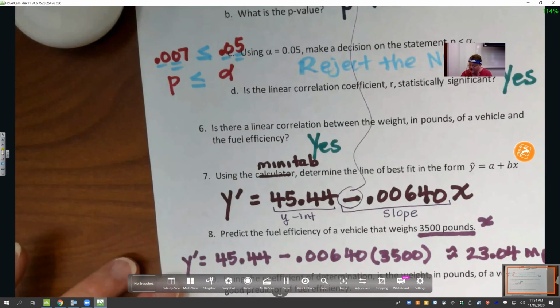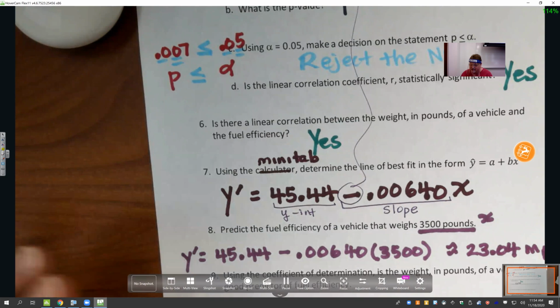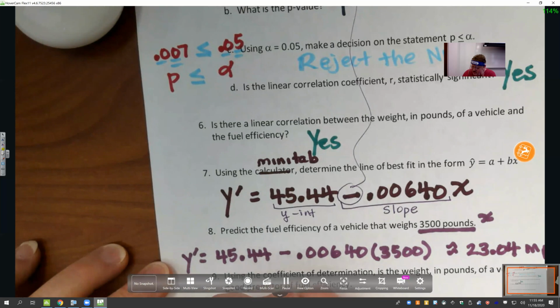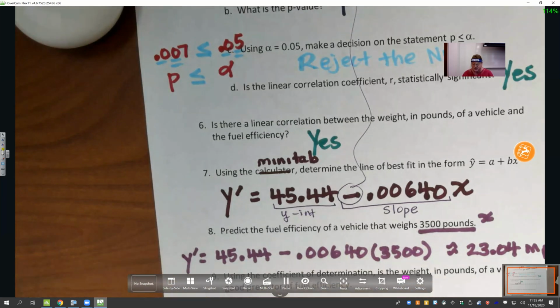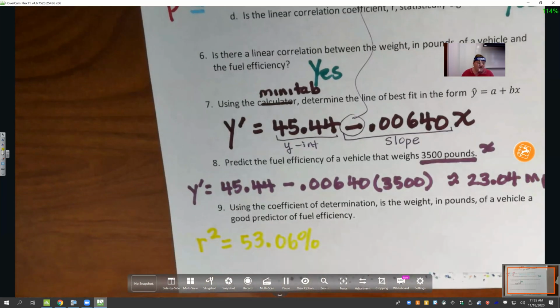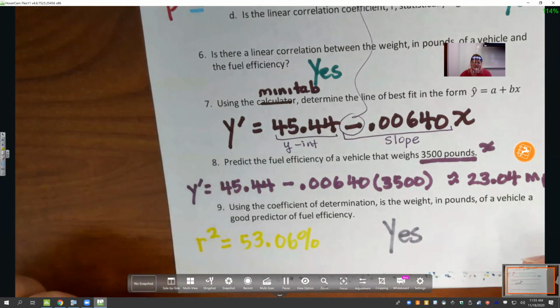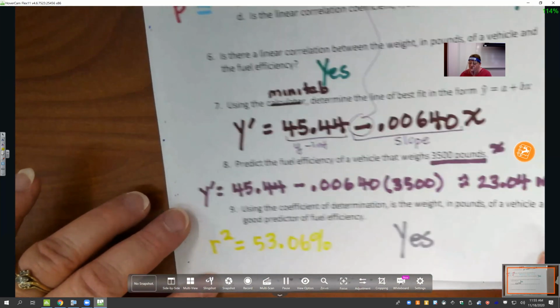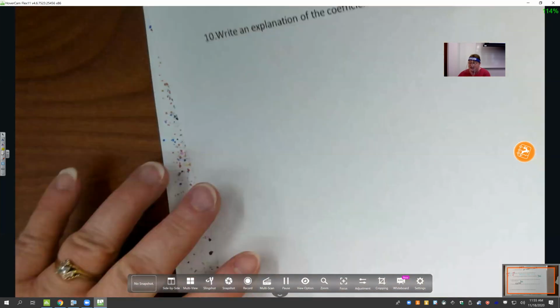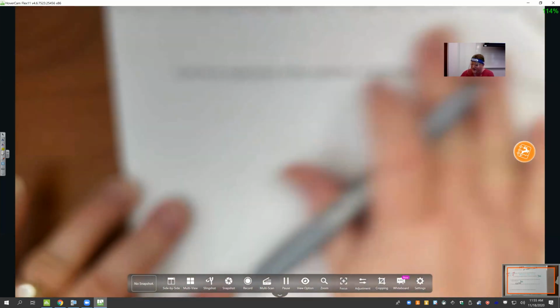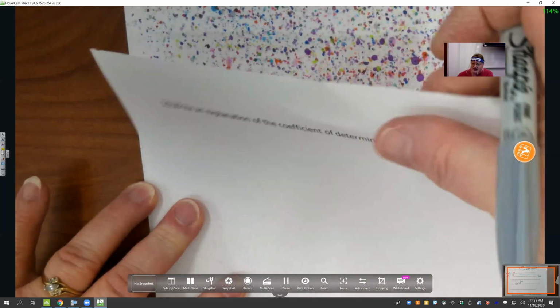Then it asks, using the coefficient of determination, is the weight in pounds a good predictor? Again, the coefficient of determination is R squared, which we already determined to be 53.06 percent. And again, remember our rule of thumb: is it greater than 50%? Yeah, just slightly, but we would still say yes. And then we interpret that, and this is the piece that, for whatever reason, gives students the fits. So here's what we would say.